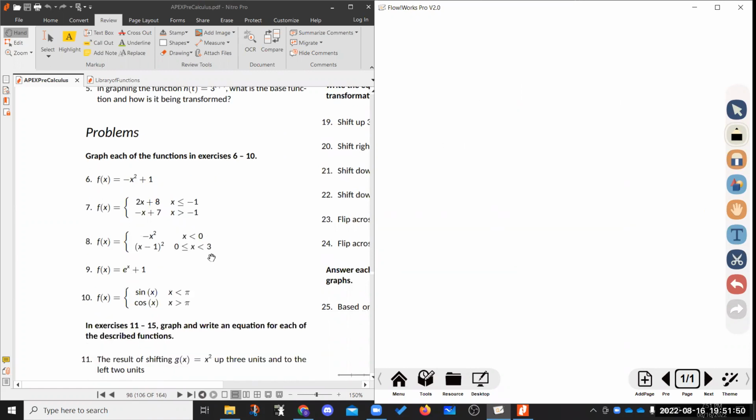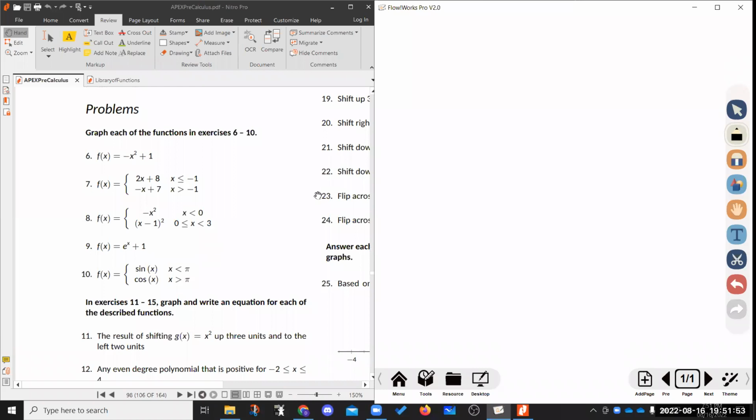Now we're going to look at the graph of each function in 6 through 10. Number 6 asked me to graph f of x is equal to -x² plus 1. So we're going to start with the graph of x². It's going to have a transformation where it's going to reflect over the x-axis, and it is going to be shifted up 1. So we know that it's going to have its vertex here at 0, 1.